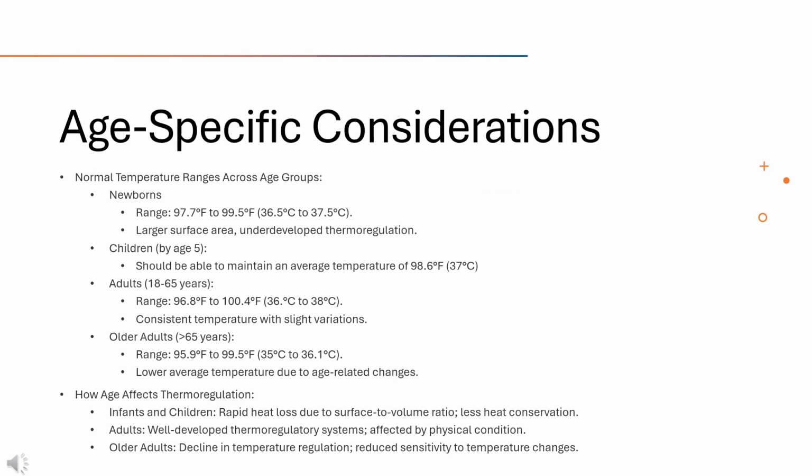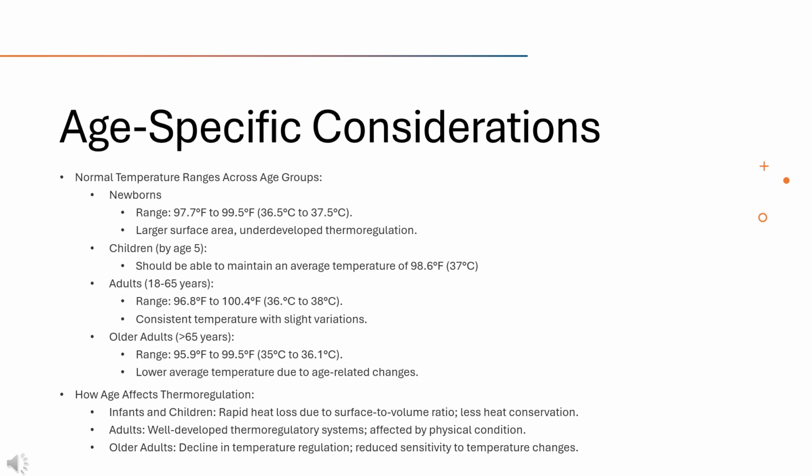Temperature regulation varies significantly across different age groups, thanks to physiological and developmental differences. Understanding these variations is key to accurately assessing and providing the right care for each age group. Let's look at some normal temperature ranges and how age affects thermoregulation. So for newborns, their normal range is between 97.7 degrees Fahrenheit and 99.5 degrees Fahrenheit. They often will have higher body temperatures than adults, partly due to a larger surface area relative to their body mass. However, that also makes them at higher risk of losing their body temperature. Their thermoregulatory mechanisms aren't fully developed yet. They are prone to rapid temperature changes.